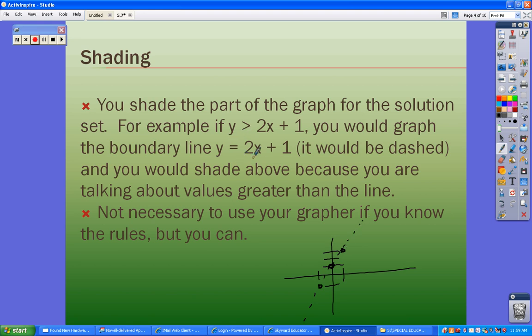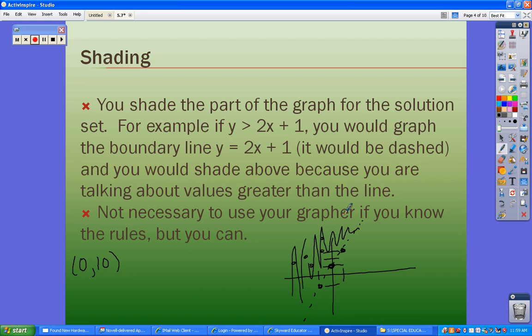The boundary line though is the same as if I took out that greater than sign and replaced it with an equal sign. Because it is a greater than sign, I'm talking about where the values are bigger than this boundary line. Greater, bigger, and we are talking about the area above. What this is telling me is that all of these points in here make this inequality true. So let's pick a point, like let's say (0, 10). That's definitely going to be in that shaded region.